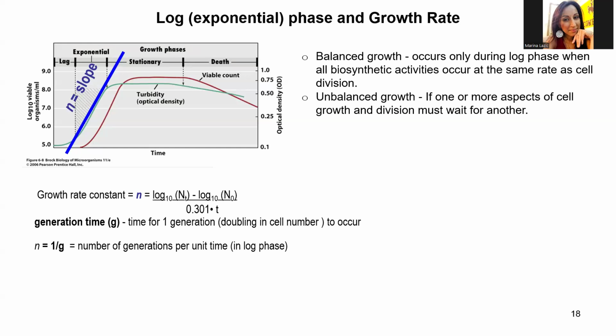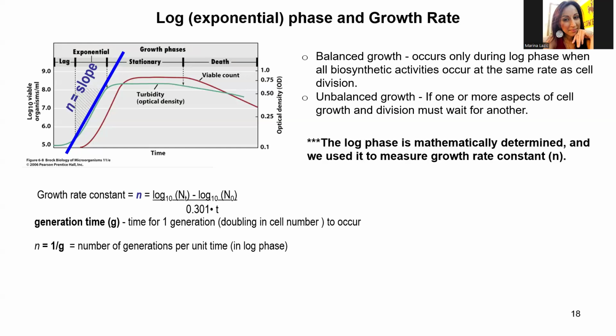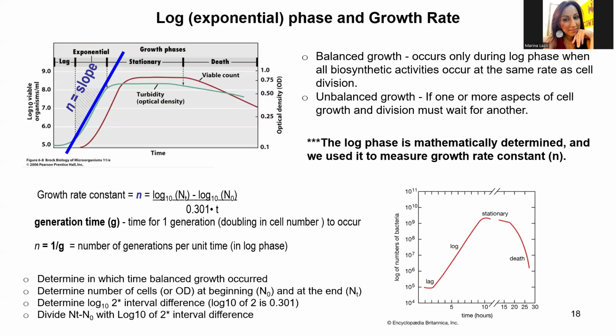Log phase is mathematically determined. Please don't memorize the formula, but know how to apply it, and this is what I will show you on this graph. Again, we use OD as a representation of number of cells. In the ideal case, you would count cell number. So you do OD, you determine where is the log phase, where is that slope, and you determine in between which time points that happens. That's N_t minus N_0, which is OD at the end and the beginning, and you need to know natural logarithm or logarithm of 10. And the generation time is, as I said at the beginning, the time needed for doubling to occur. And the growth rate constant, or n, is the inverse of generation time.